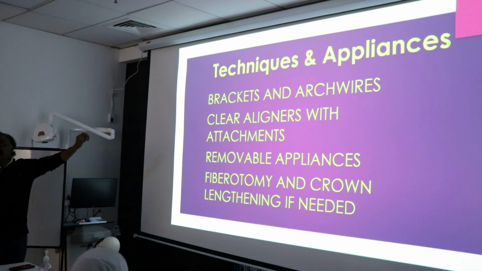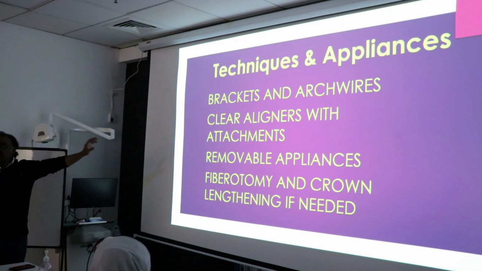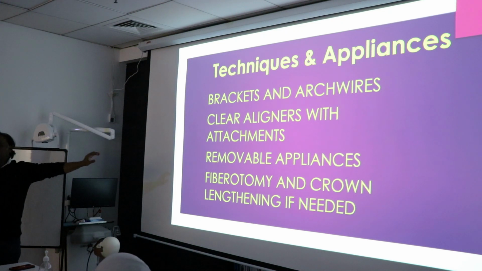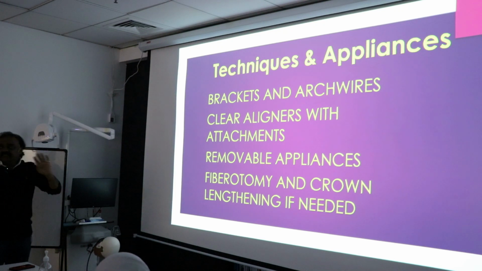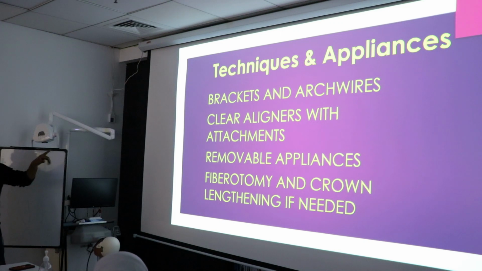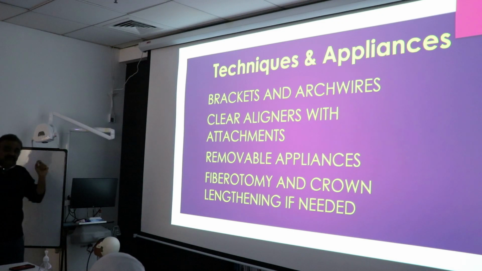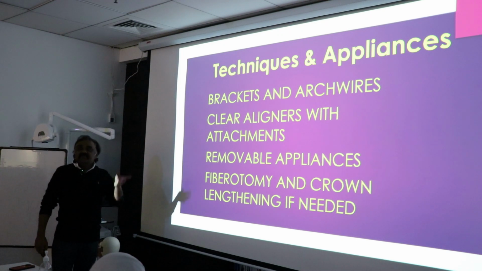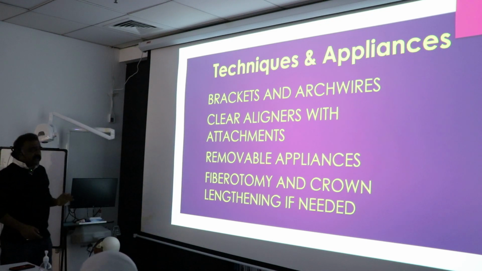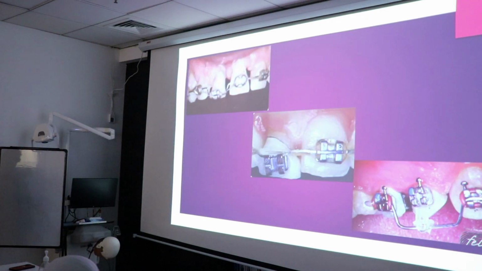Now you have clear aligners with attachments. They work in extrusion, which was not happening about 4 to 5 years back. Extrusion was a major issue with aligners. It was pretty difficult to bring about, but nowadays you're able to do it. In some cases, even removable appliances have been used, but not very successfully because it totally relies on the patient compliance to wear it. It's a headache. A removable appliance with a fixed attachment does not work because most of the patients are not compliant with it at all. And then fiberotomy and crown lengthening if needed at the end.